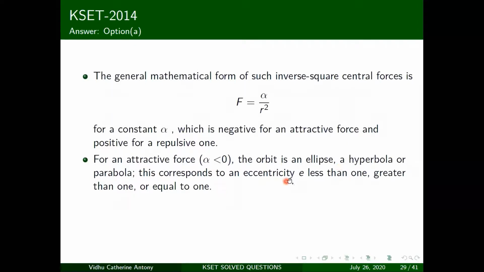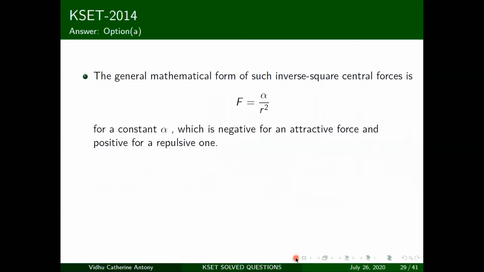Let's just keep this in mind. Let's also keep the eccentricity value in mind, because there are going to be orbit equations involved in such situations. If your eccentricity is less than 1, you end up getting an ellipse. If it's greater than 1, you end up getting a hyperbola. And if it's equal to 1, you end up getting a parabola. In the other case, whenever you have a repulsive force, you always end up getting a hyperbola.